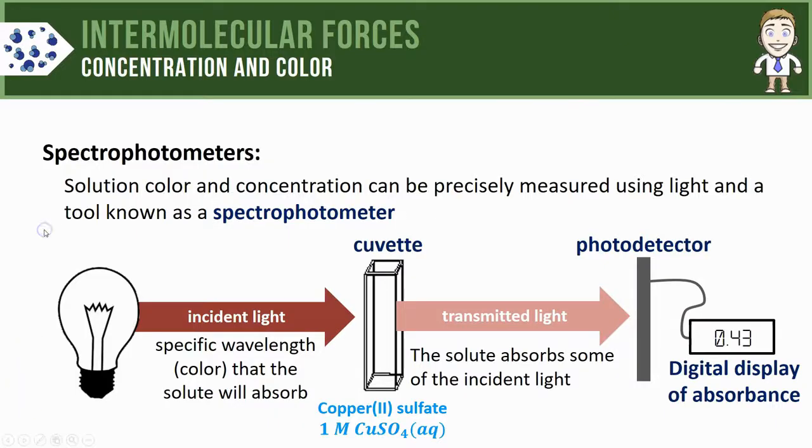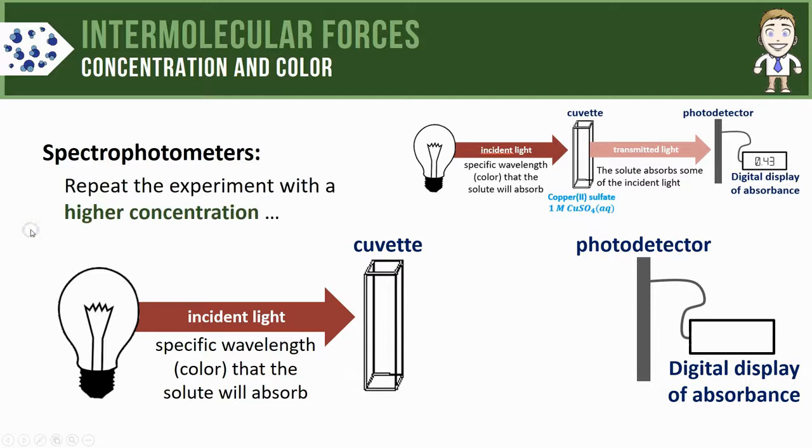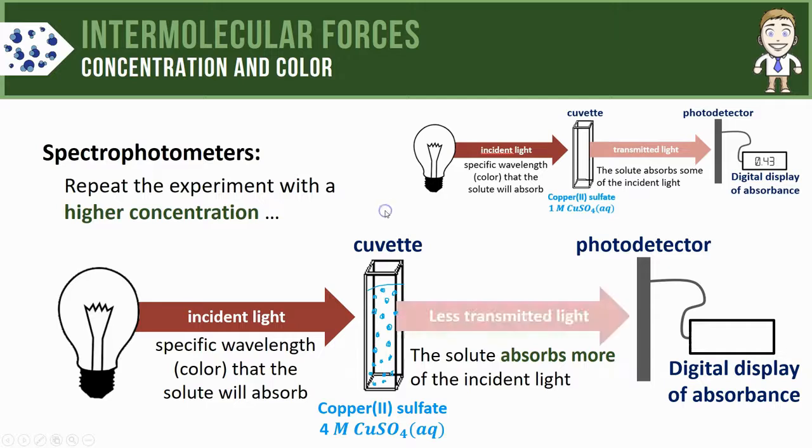So let's keep that first experiment in mind in the top right-hand corner as I reset my spectrophotometer for a second test. We're going to repeat this experiment, this time with a higher concentration 4M copper sulfate. I've represented the increased concentration with about 4 times as many dots inside the 4M copper sulfate cuvette. The point is that the increased number of solute particles are going to block or absorb more of the incident light. That also means that less light is going to be transmitted through that solution, so my photodetector reads a higher absorbance value, this time 0.61.